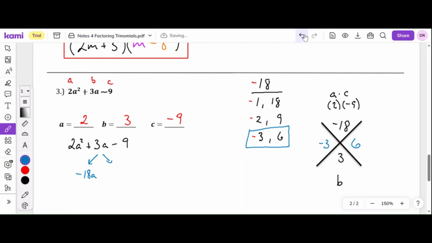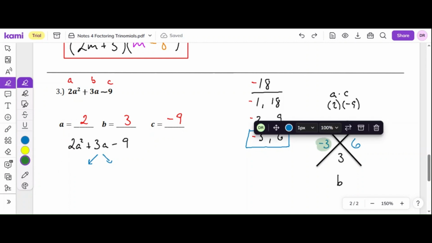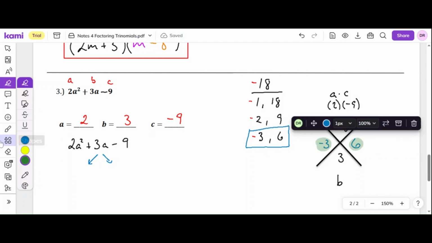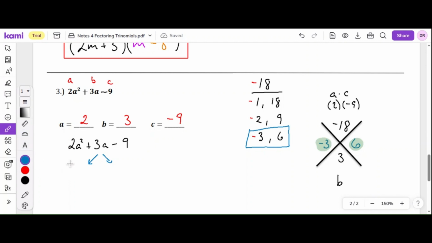And, I was looking in the wrong places. That's what I get for not highlighting. My mistake. Look again. Here, we have negative 3 on the left, a positive 6 on the right. So let's try that one more time. We have negative 3a and positive 6a. So we're using the values on the left and the right.